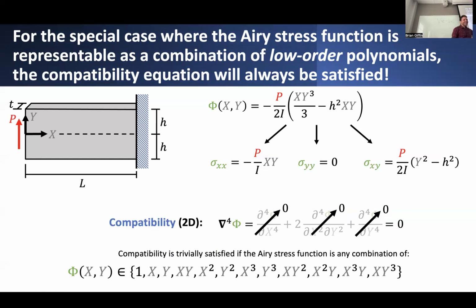Fascinatingly, this is always the case for certain low order representations of a stress field that can be expressed in terms of any combination of this collection of polynomial terms. If I choose to represent my Airy stress function in terms of this set of polynomials, maybe multiplied by some coefficients and summed together, then I'll always get this trivially. All these terms basically have zero value, at least when I plug them into the compatibility equation. So that's pretty cool. If I have solutions that look like this, there's nothing fancy I have to do. I already satisfy compatibility.